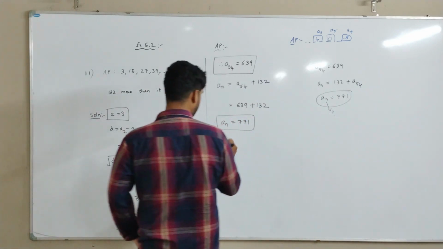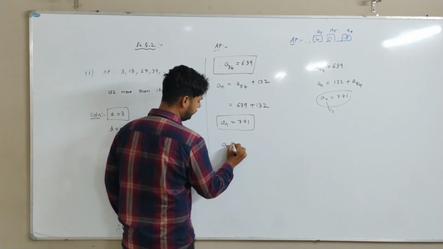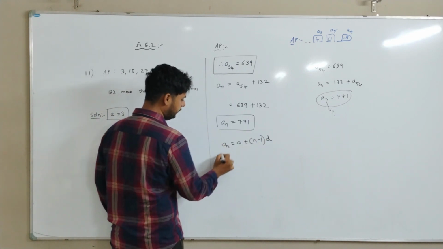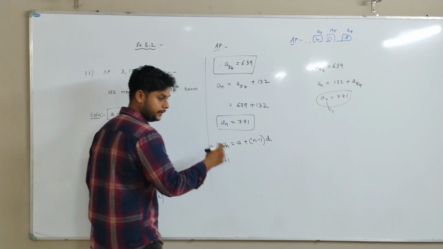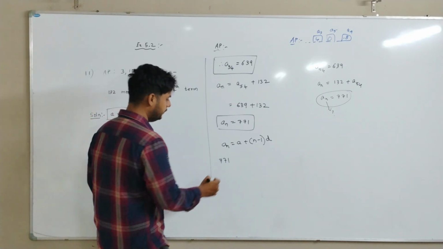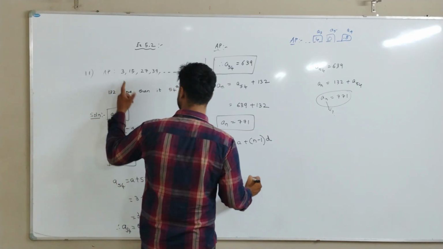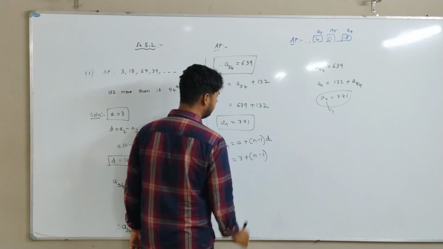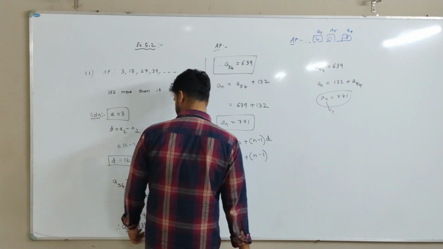So to find the term, again I will go with the same method. An is equal to A plus n minus 1 into D. An is 771. The term value 771 is equal to A, which is 3, plus n minus 1, as I am finding n, into D, which is 12.